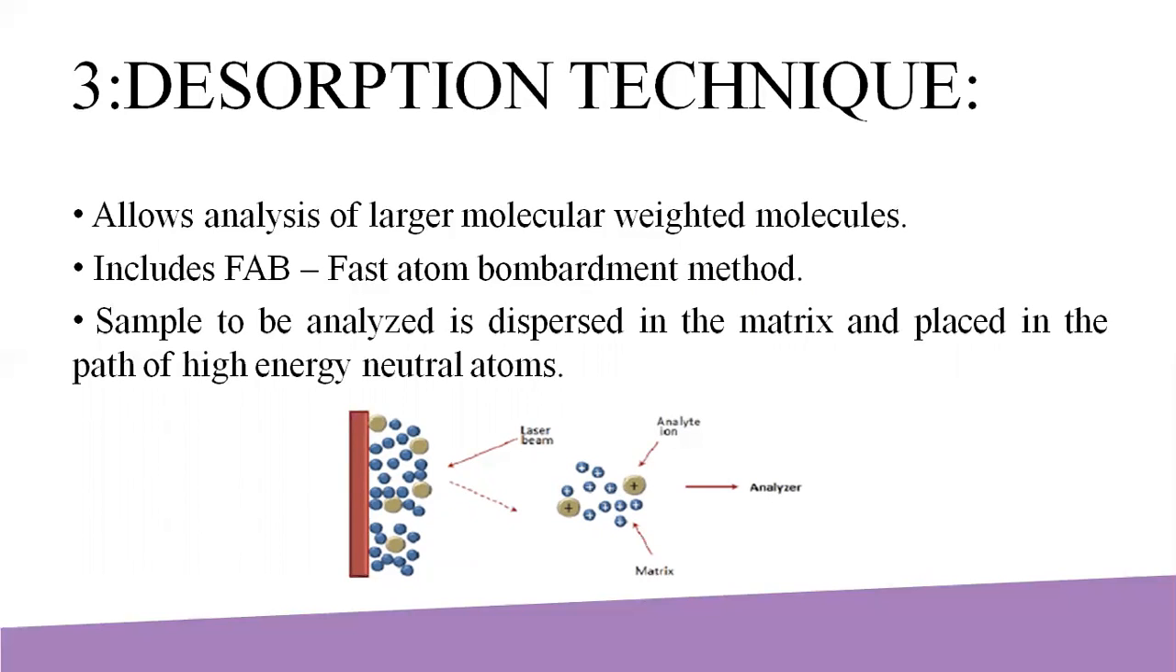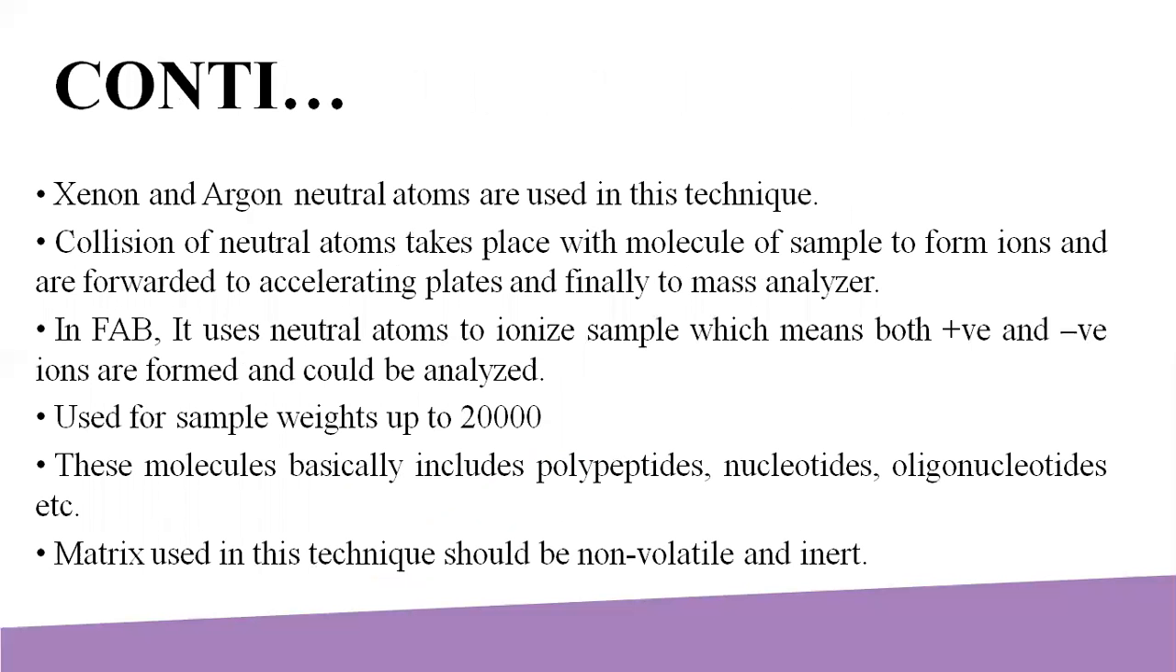LSIMS. The sample to be analyzed is dispersed in a matrix and placed in the path of high energy neutral atoms. Xenon and argon neutral atoms are used in these techniques. Collision of neutral atoms takes place with molecules of the sample to form ions, which are forwarded to accelerating plates and finally to mass analysis. FAB uses neutral atoms to ionize the sample, which means both positive and negative ions are formed and could be analyzed.